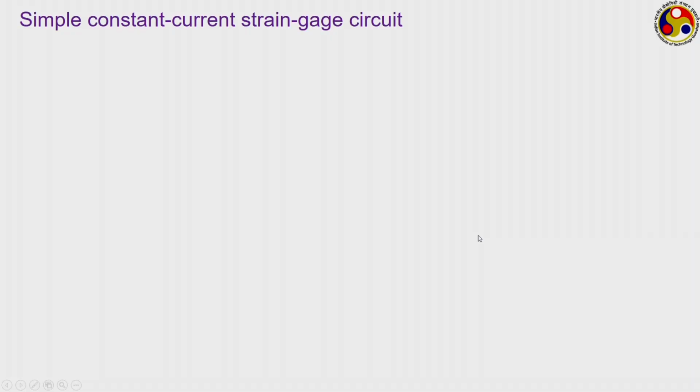So, this is the way we can solve any problem associated with the bridge circuit or even ballast circuits in conjunction with these resistive strain gauges. Now, let us move forward to the third kind of electrical circuit that we quite often use in conjunction with the strain gauges. It is the simple constant current strain gauge circuit. So, what we have here?